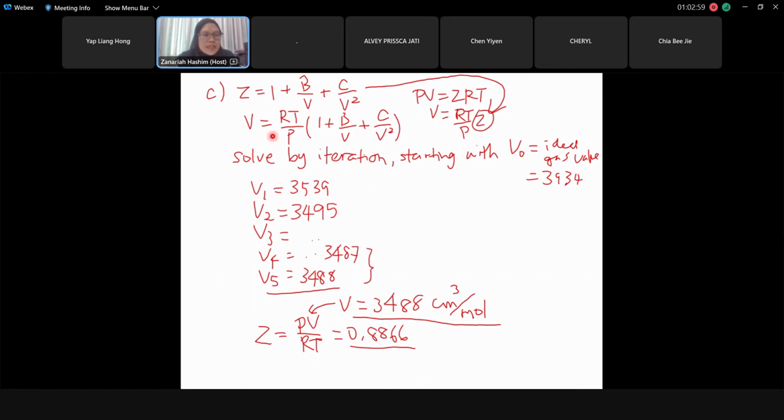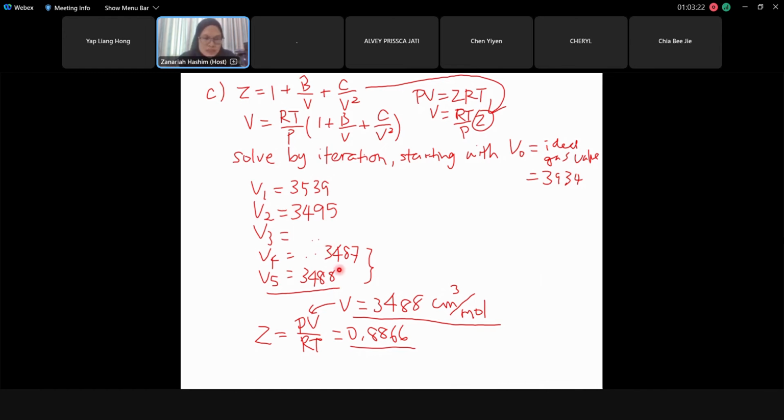So this one we label as V1. The initial value that we used just now is V0. Okay, so you get V1 as this. Now you have this V1, you substitute again. Masukkan balik dalam equation ni to get V2. So you repeat the process until the values do not change.